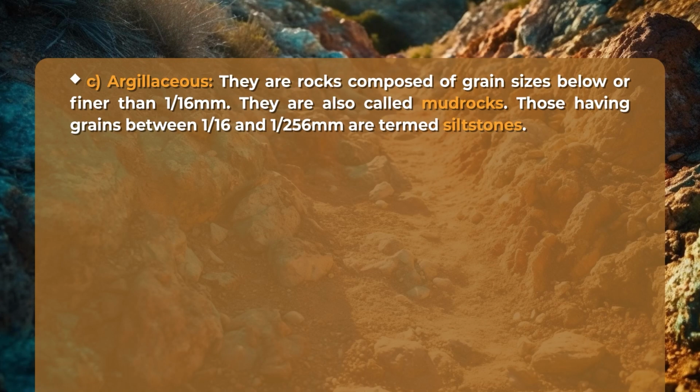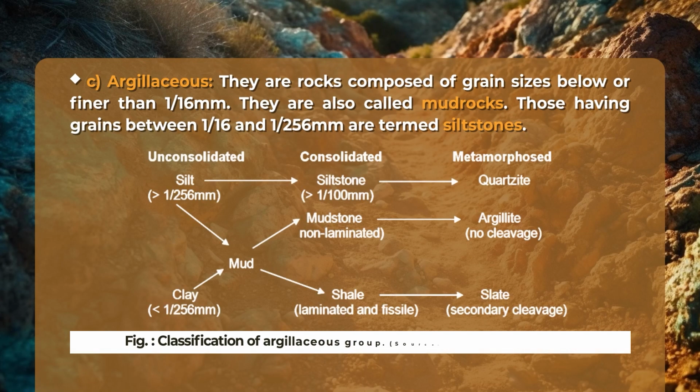So, learners, we were discussing the rudaceous and arenaceous classes. Now, next let us discuss the argillaceous. Here you see argillaceous, they are the rocks that are composed of grain size that is below or very fine than 1/16 millimeter. They are also called mud rocks.